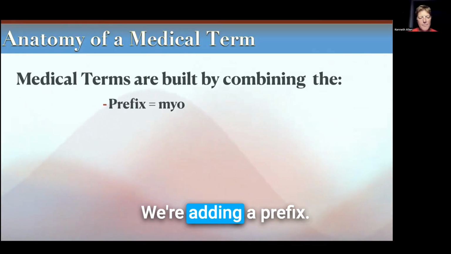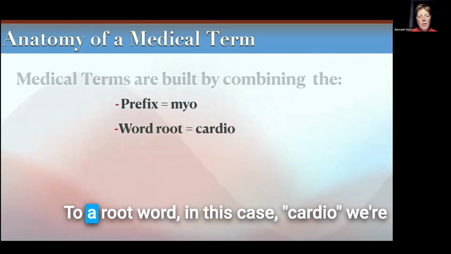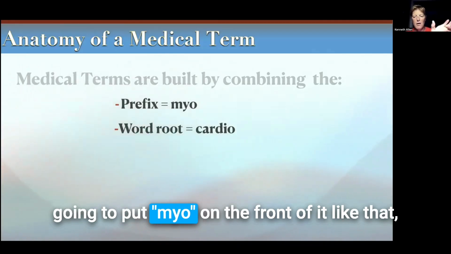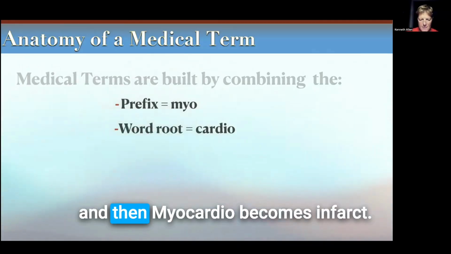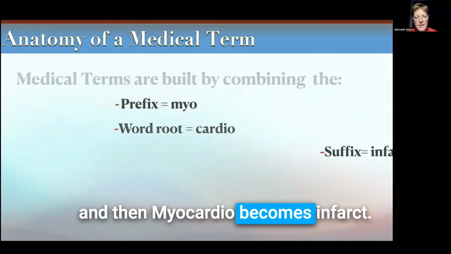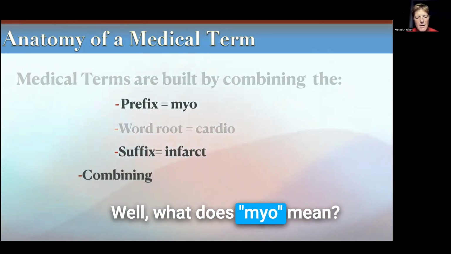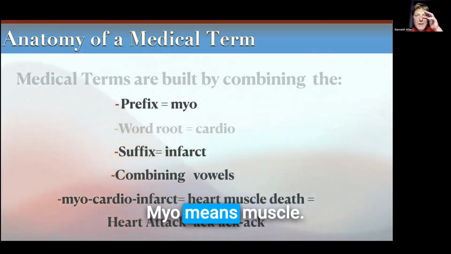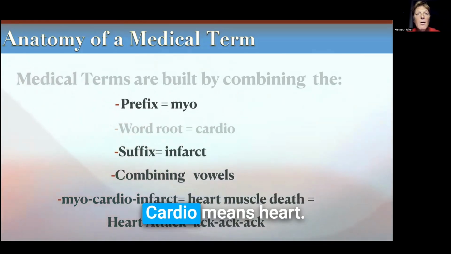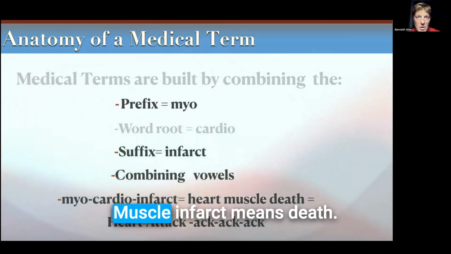We're adding a prefix to a root word, in this case, cardio. We're going to put myo on the front of it like that. And then myocardial becomes infarct. Well, what does myo mean? Myo means muscle. Cardio means heart. Infarct means death.